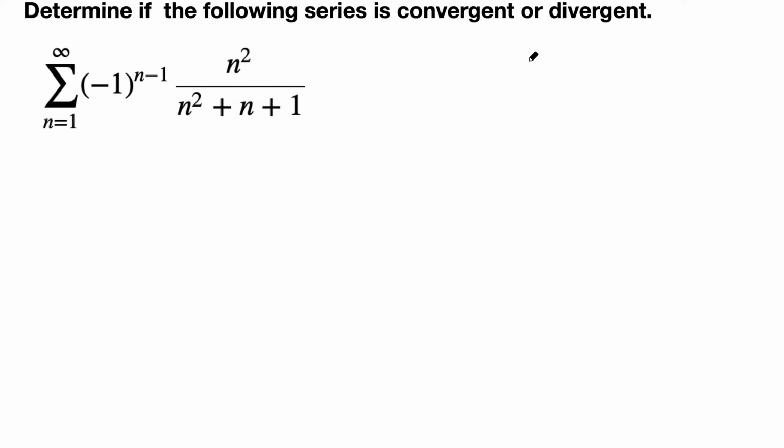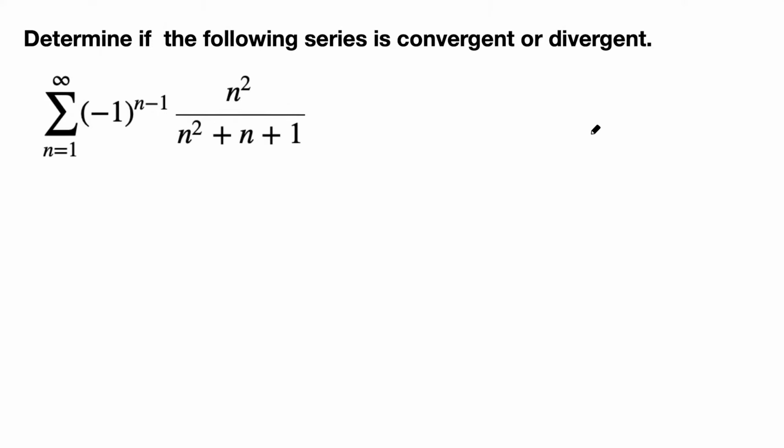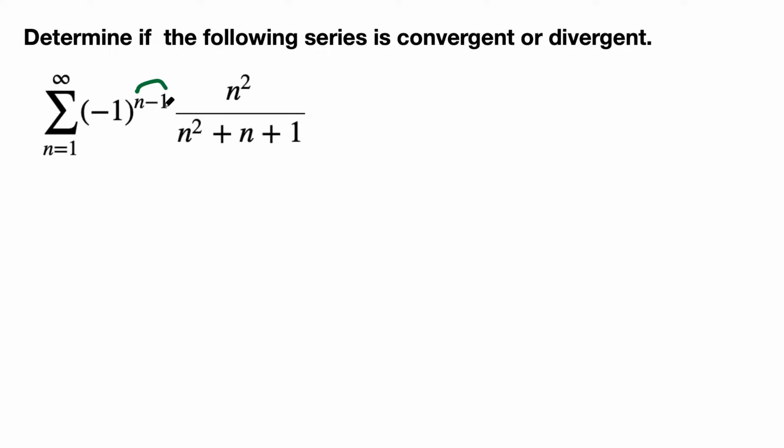Series is convergent or divergent. Okay, so we got a series -1 raised to n minus 1 of this ratio, and it starts from 1. So when we have n equals 1, 1 minus 1, that's 0. -1 raised to 0 is just positive 1. And when we take n equals 2, it's going to be positive term first, then negative term, positive, negative. So this is an alternating series.